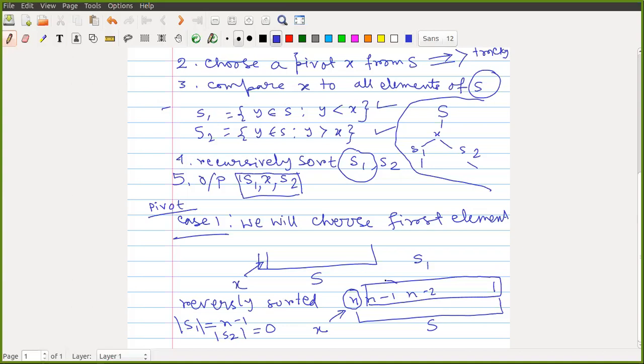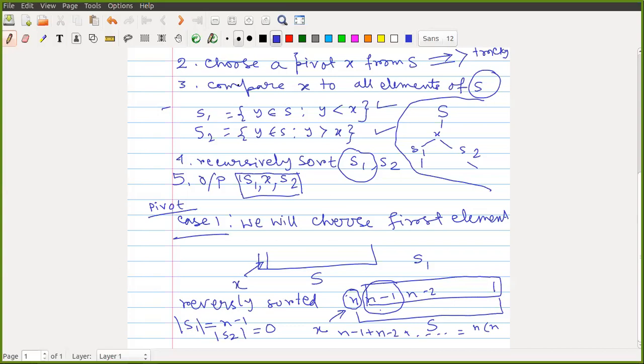Then I choose again the first element as a pivot. For the first pivot I have to compare n minus 1 elements, but for this pivot I have to compare n minus 2, and similarly it will go on. So it will be like the sum of the first n numbers.